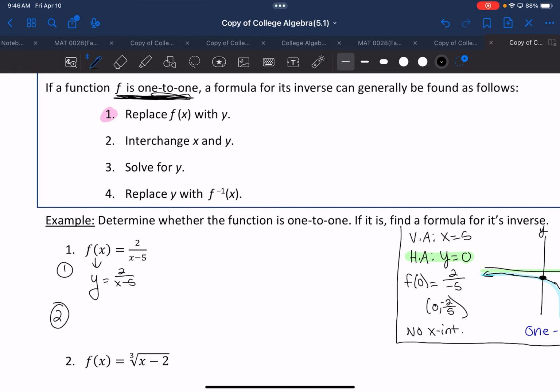Step 2 is to interchange the x and the y. So instead of that y, I'm going to write x. And instead of the x, I'm going to write y.